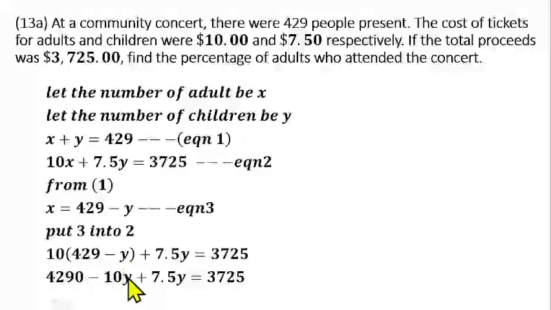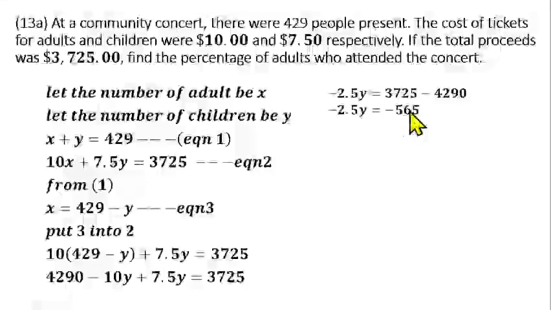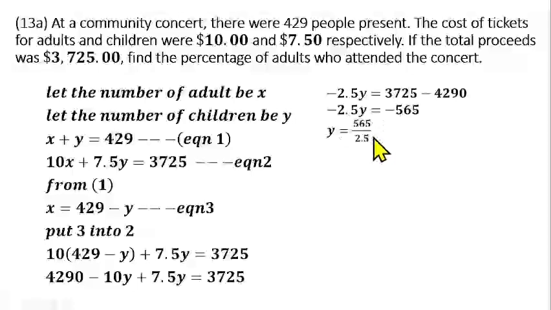We have 4,290 minus 10y plus 7.5y equals this. Collect like terms as well, so minus 10y plus 7.5y will give us minus 2.5y. Then this one comes here, so we have minus 2.5y equals 3725 minus 4290. That should give us minus 2.5y equals minus 565. Minus cancels minus, divide both sides by 2.5, then y will be equal to 226.